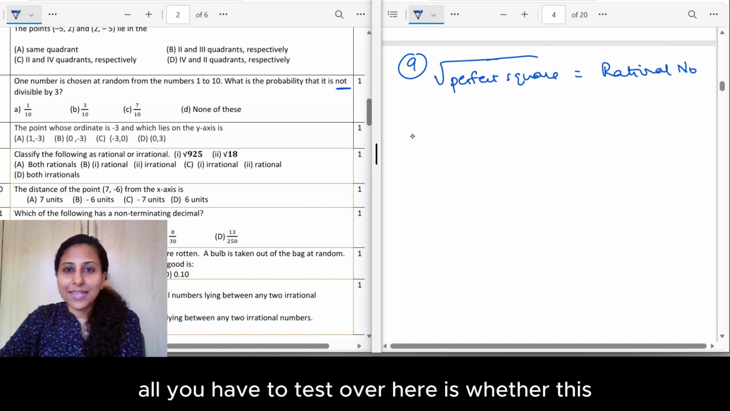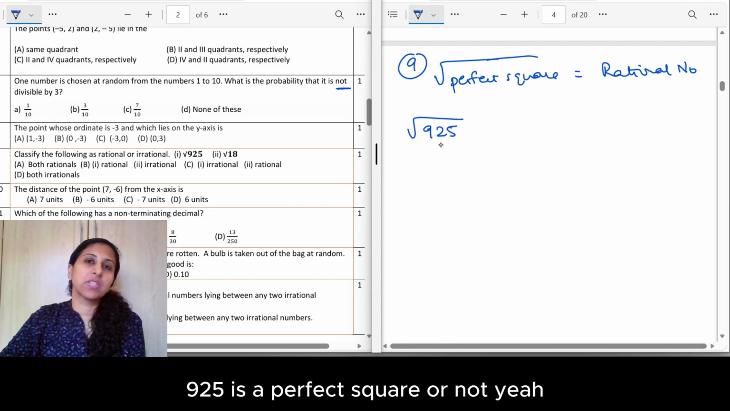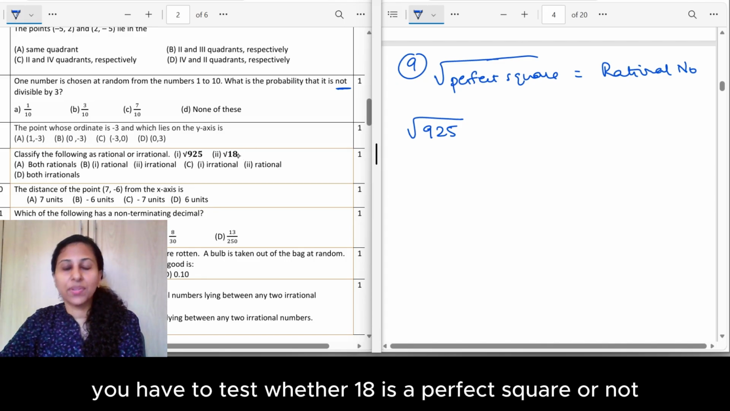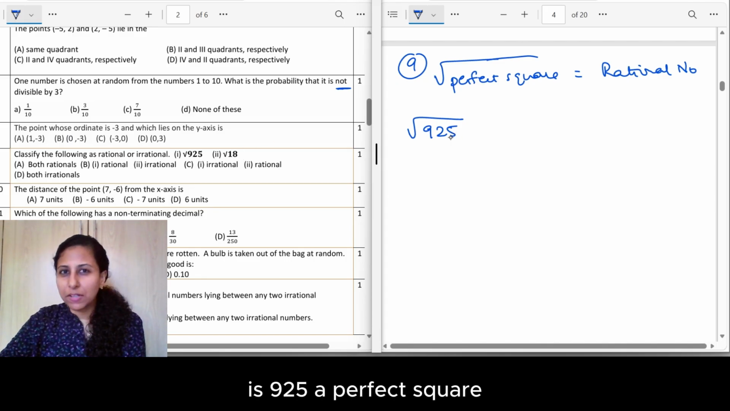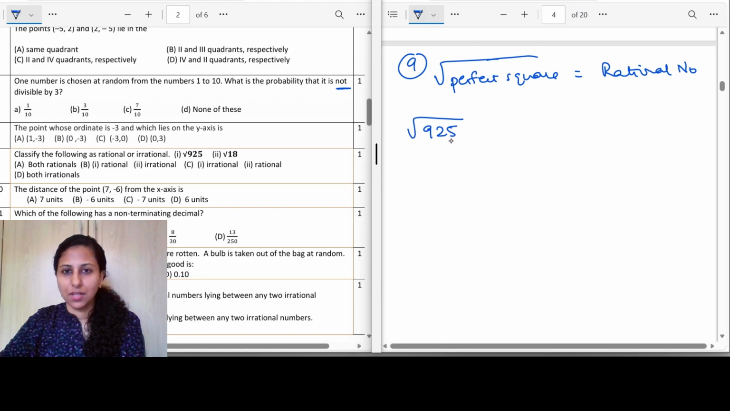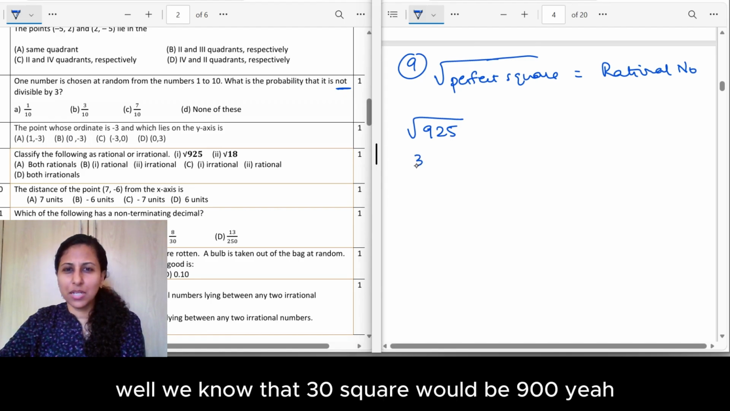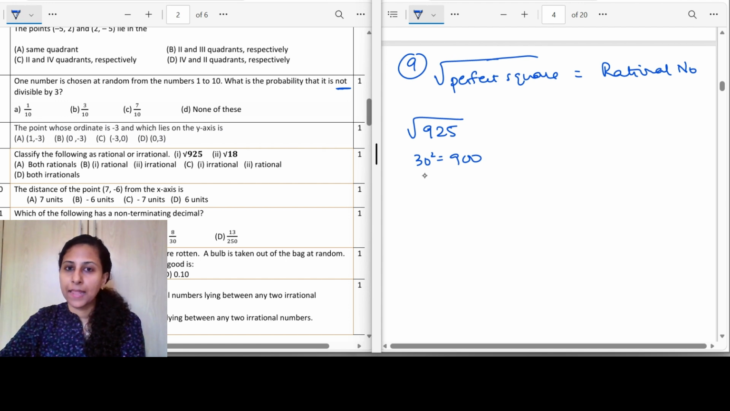So all you have to test over here is whether this 925 is a perfect square or not. Yeah, you have to test over here whether 18 is a perfect square or not. Is 925 a perfect square? Well, we know that 30 square would be 900. Yeah. What will be 31 square?